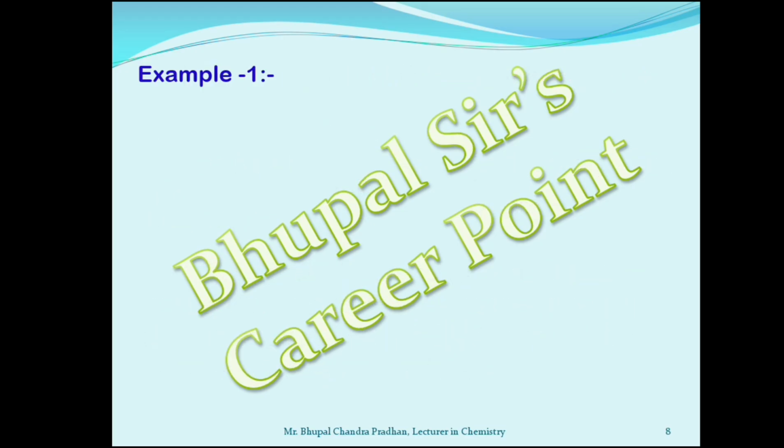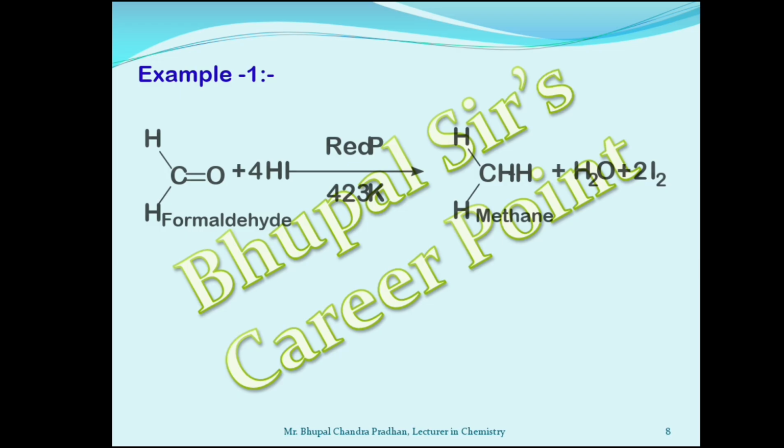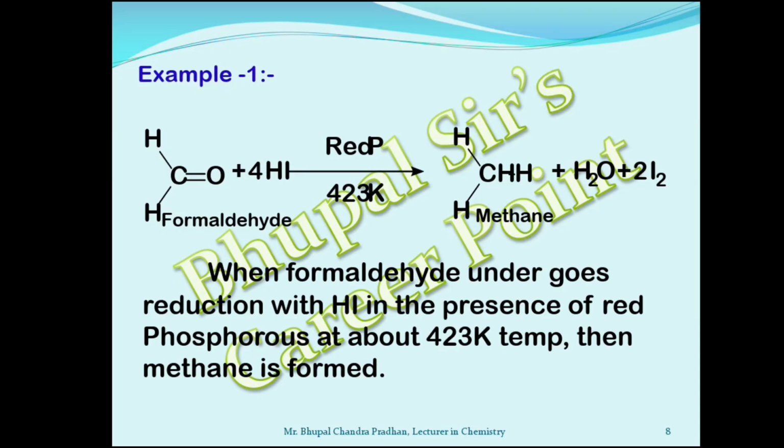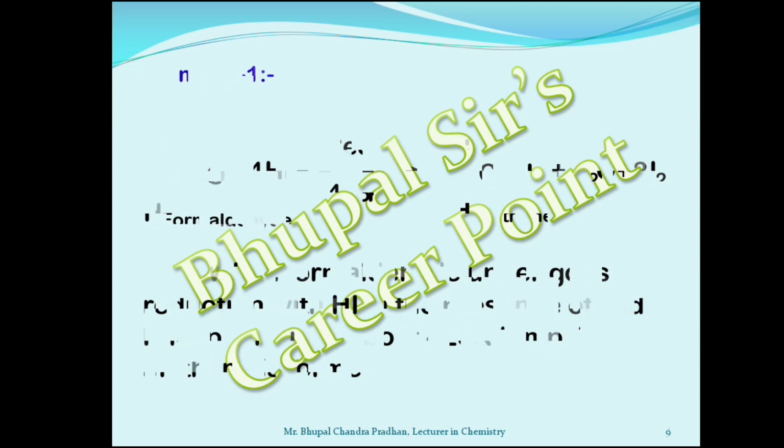For example 1, whenever formaldehyde undergoes reduction with HI in the presence of red phosphorus, then methane is formed. In the statement we have to write down: when formaldehyde undergoes reduction with HI in the presence of red phosphorus at about 423 Kelvin temperature, then methane is formed.